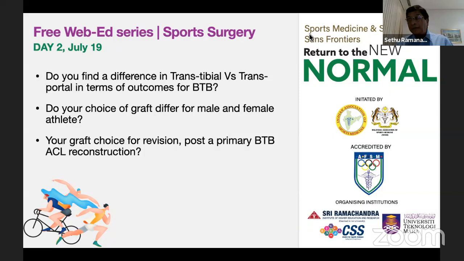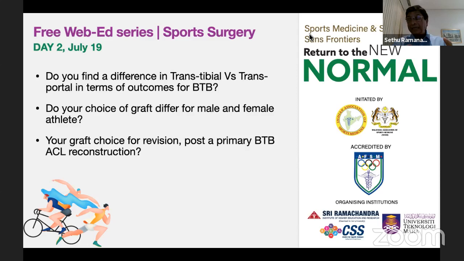And does your choice of graft differ for male or female athletes? Should it be BTB graft for the female athlete too? Yeah. I mean, initially, I more or less said hamstring for the female and BTB for all the others. It was more or less that.